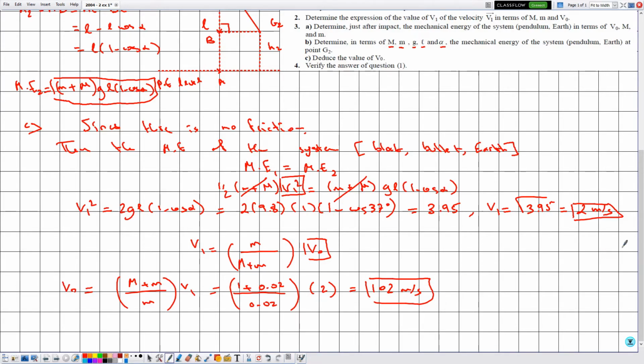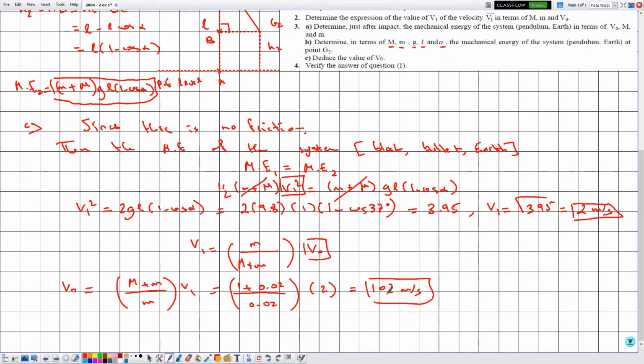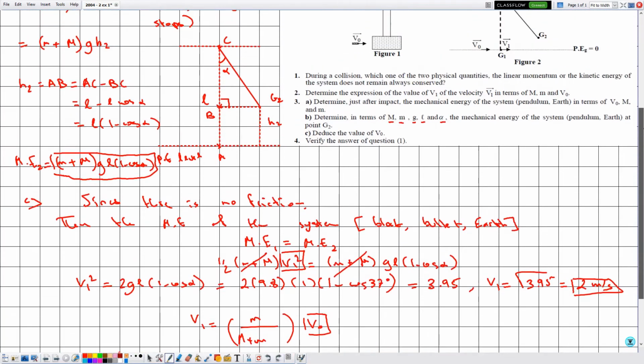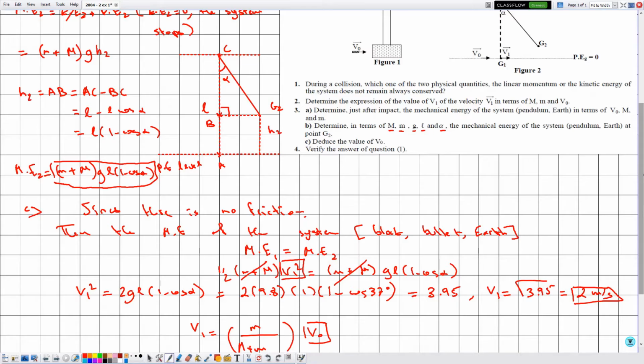Remember that the speed of a bullet is very high. So 102 multiplied by 3.6 can reflect the speed of the bullet, which is above 300 kilometers per hour. Now in number 4, they are telling us to verify the answer of question 1, and in question 1, we have mentioned that the kinetic energy of the system is not conserved.